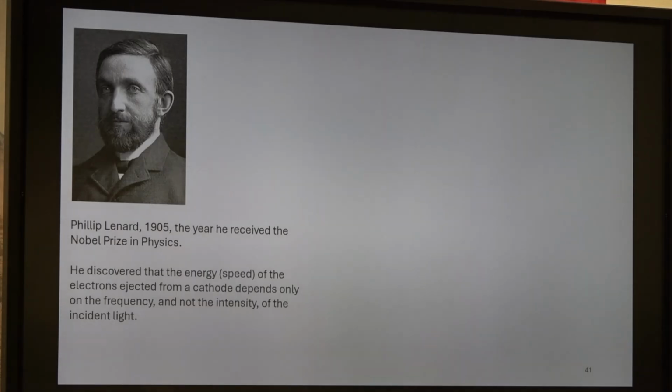Okay. Here is a picture of a person who is a great physicist and a horrible human being in my opinion. His name is Philip Lenard. And in 1905, he received the Nobel Prize in Physics. He discovered that the energy, or the velocity, of the electrons when you shine light on a metal depends only on the frequency of the light, not on the intensity. We call this the photoelectric effect. And many of us have learned to attribute this not to Lenard, but to someone else. Who? Einstein. But Lenard got the Nobel Prize in Physics in 1905.